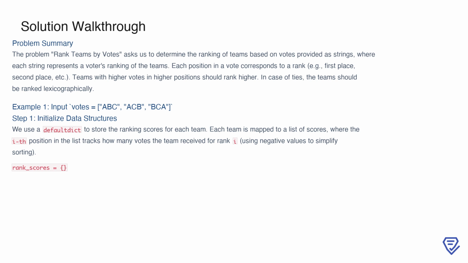For example, given the input votes of ABC, ACB, BCA, we start by initializing a data structure to store the ranking scores for each team. This is a default dict, where each team is mapped to a list of scores. Each position in the list tracks how many votes the team received for that specific rank. To simplify sorting later, we use negative values when populating the scores. At this point, the rank_scores dictionary is empty and ready to be populated.